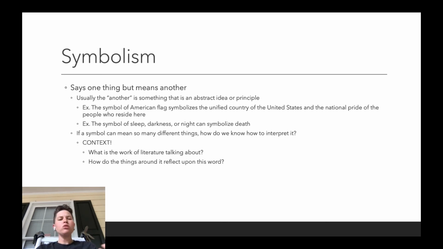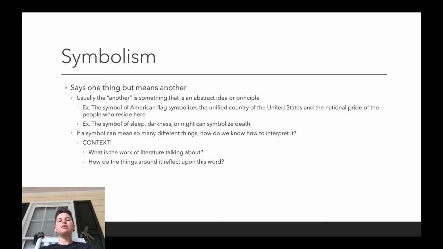But you also want to think in terms of the context of the time period as well, because we may miss out on some symbols that we're just not aware of because of a different interaction with similar ideas. Okay? Now, some of you might ask, well, if a symbol can mean so many different things, like death is symbolized by sleep and darkness or night, and this idea of the light at the end of the tunnel, well, how do we know how to interpret it? Well, it's all about the context. Okay, that's the biggest thing.